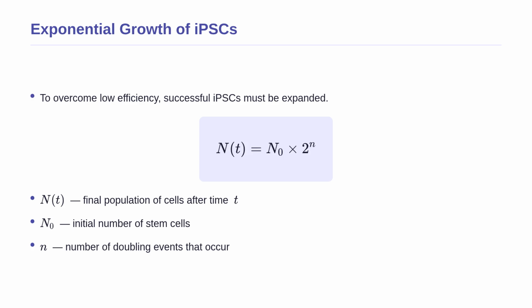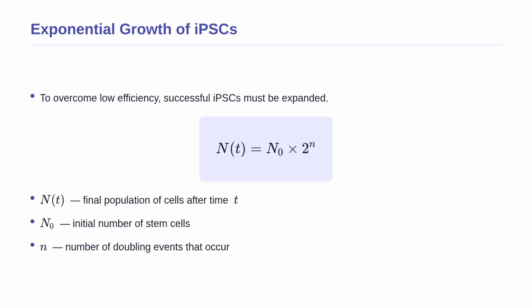Because the initial reprogramming efficiency we just calculated is so terribly low, scientists must grow a massive number of the successful cells to use them for therapies. To model this expansion, we use the standard exponential growth formula. The formula is N of t equals N0 times 2 raised to the power of n.